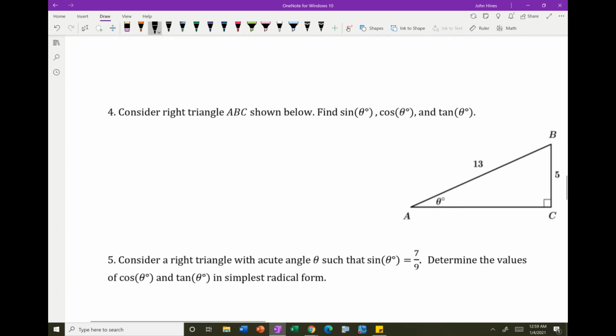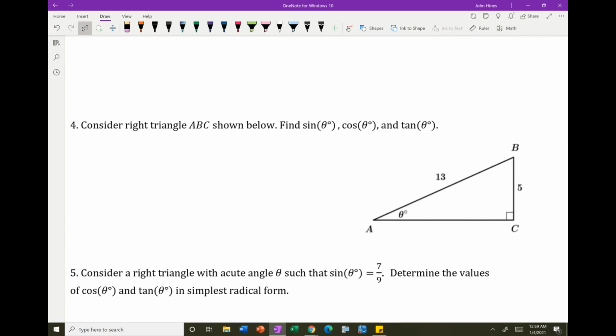Hopefully this is review here. Let's look at number 4 here. Consider right triangle ABC shown below. I'm considering it. ABC, it's a right triangle. Find sine of theta, cosine of theta, and tangent of theta. So I need the sine of theta. Well, there's my angle. Let's label hypotenuse. That's opposite. Go across.